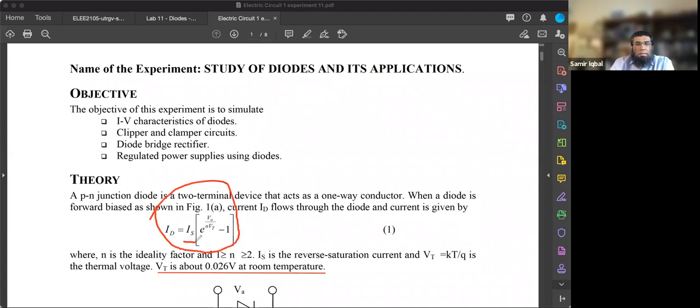Now, I_S is what we call the reverse bias current. This N here is what we call the ideality factor. There's always some difference from an ideal diode, so that is what's covered in this factor N here.